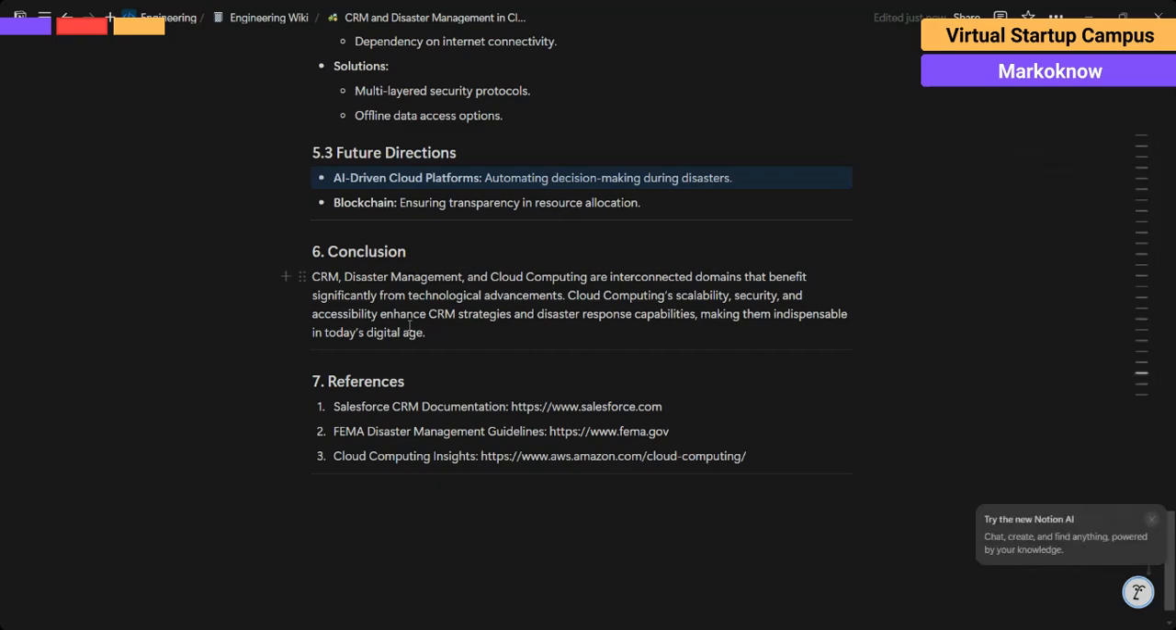Okay, so yeah, these are some other conclusions, like using CRM strategy and disaster response should be used in most startups as well as the business department. And you can differentiate and use the Salesforce website, FEMA's disaster management guidelines, some of the guidelines taken ahead, and cloud computing insights as well for AWS.